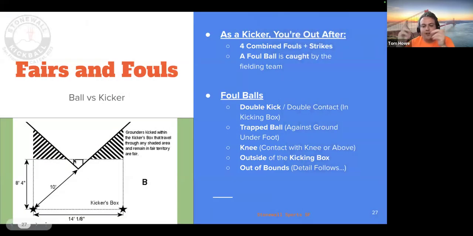Don't step on the ball and don't kick the ball multiple times or with your knee. Kick the ball with your foot or your shin, only touch it once, and don't kick it in front of the plate.